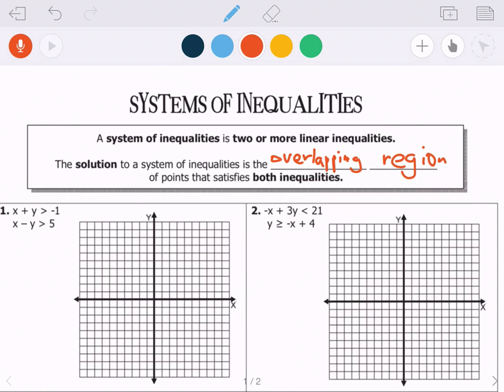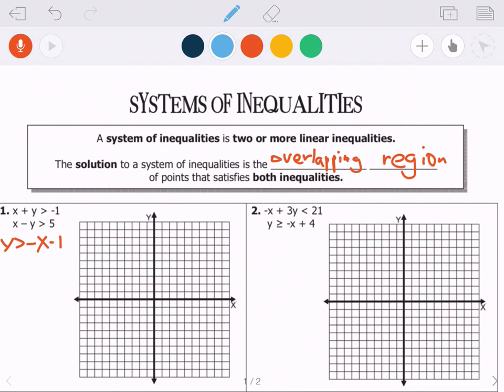If we look at number 1, the very first thing we need to make sure is that they are in slope-intercept form, because we're going to graph them. So if I'm looking at the first equation, x plus y is greater than -1, I need to get that into slope-intercept form. So I'm going to subtract x on both sides. So that is my first equation in slope-intercept form.